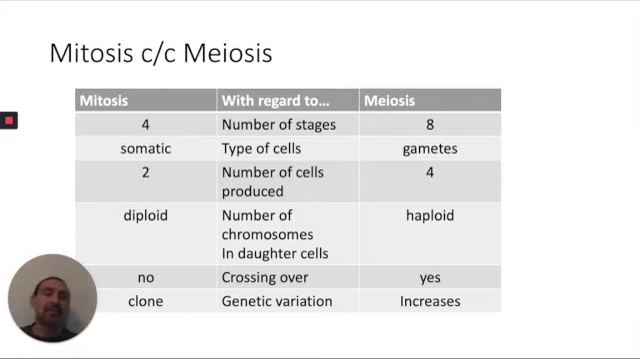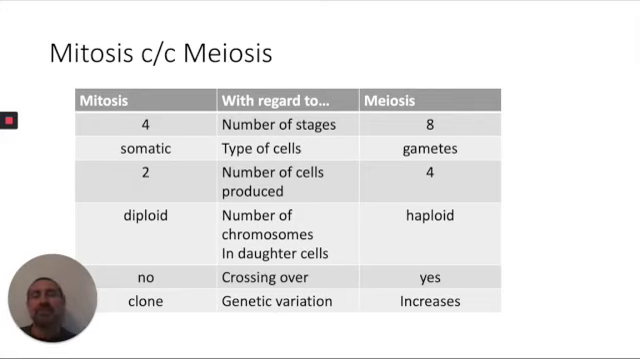With mitosis, the final result is 2 new cells. They are identical. With meiosis, there are 4 cells. They are not the same. In mitosis, we get diploid cells. In meiosis, we end up with haploid cells, half the total number of chromosomes.